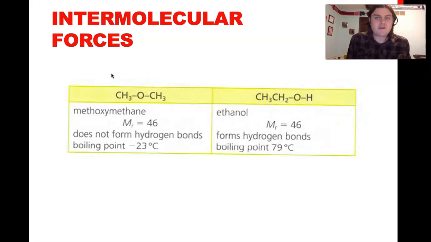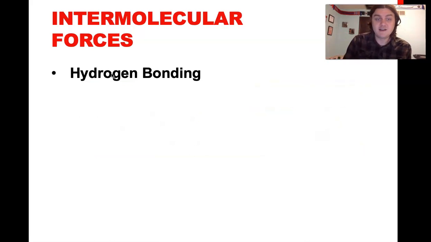So even though they are made up of the exact same atoms, but in a different arrangement, that means they have the same number of electrons. The methoxymethane has a boiling point of negative 23 degrees Celsius, while ethanol has a boiling point of 79 degrees Celsius. That's almost 100 degrees difference, right? So simply by the fact that there are hydrogen bonds present in ethanol, it increases the boiling point significantly. Another way we could say that is it lowers the volatility significantly.